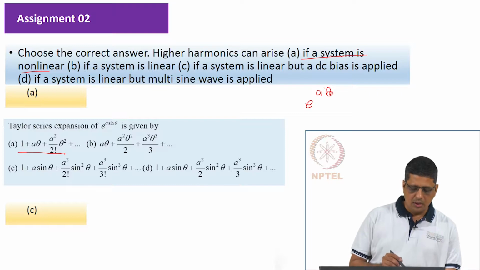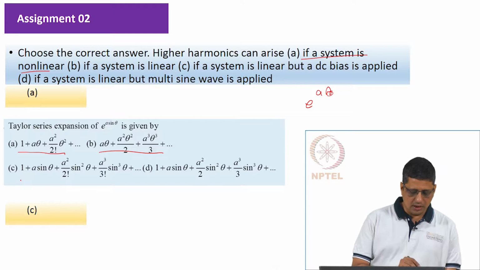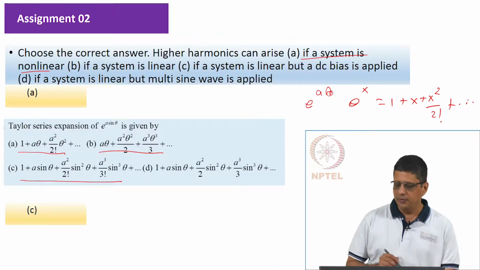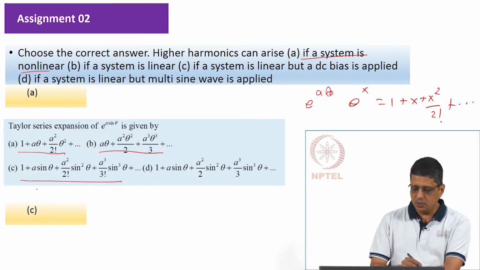Okay. Second choice of course is not at all suitable for this. The third choice takes this expression e power a sin theta and expands this as 1 plus x square by 2 factorial. So, instead of x you use a sin theta. So, third choice is the right one.